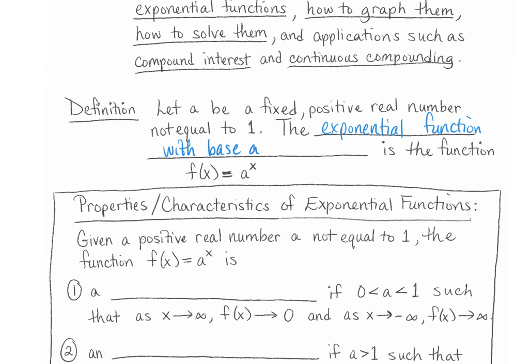It kind of looks like a power function, but the difference between a power function and an exponential function is that the exponential function has a base a, which is a number not equal to 1, and the exponent is a variable x. Now, just so you remember, a power function looks like f of x equals x to the n. So it's important to remember that they are very different functions.